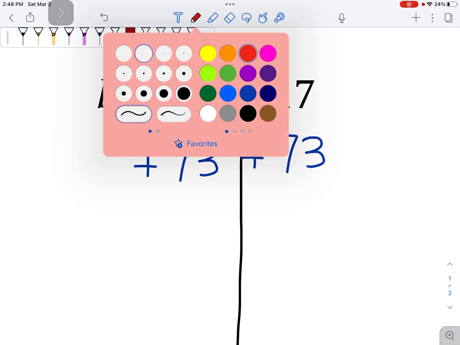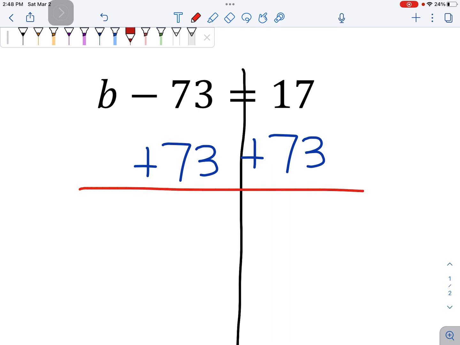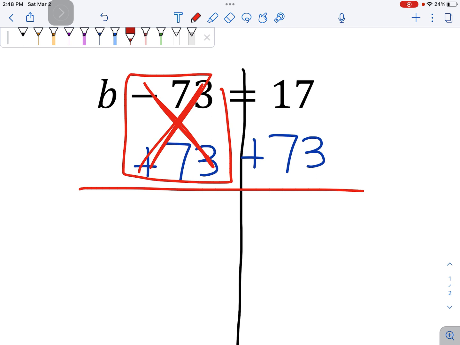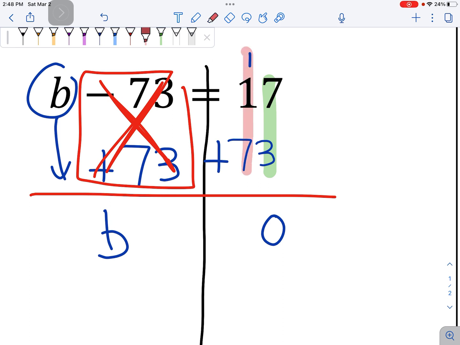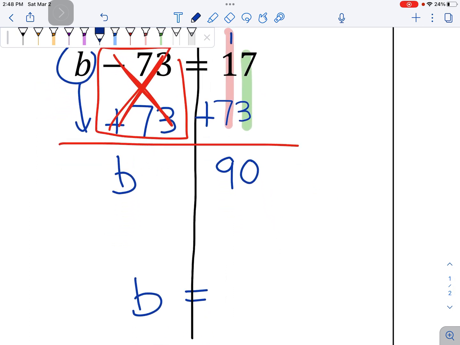All right, then I'm going to make my equals line. I can see that the minus 73 plus 73 will cancel each other out, which leaves me just with this B here. So I'm going to drop it down. B on this side. On the other side, I didn't do a very good job of lining this up, so let me do a little bit better job here. All right, 7 and 3 makes 10. Put down the 0, carry the 1. 1 plus 1 plus 7, 2 plus 7 is 9, so that's 90. You can throw that in a calculator to be sure.